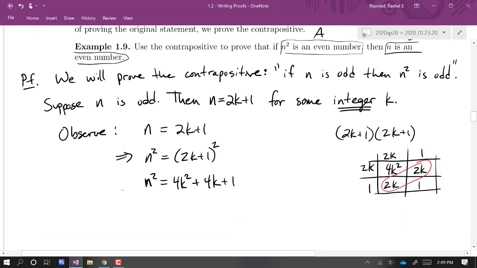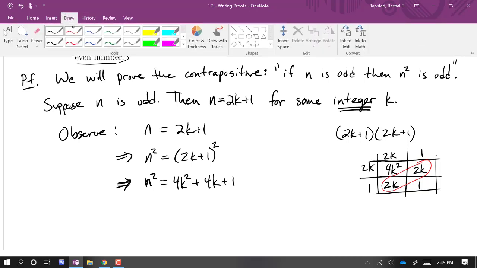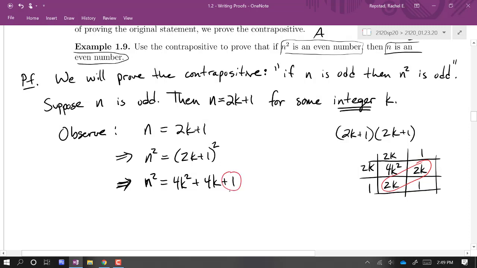What is it that we want to show about n squared? We want to show that it's odd, right? Our hope is to conclude that this is odd. So I'm actually pretty psyched to see that on the end. Okay, so what makes something odd? It's one more than an even. So one more than 2 times an integer.